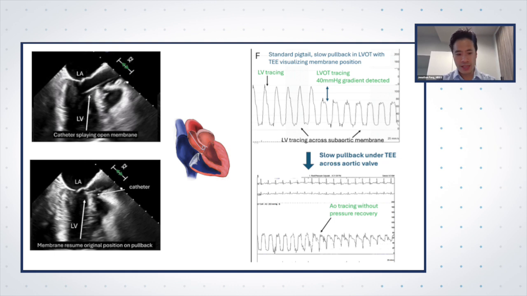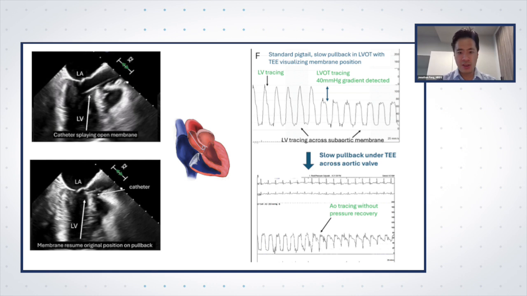So we replaced the dual lumen catheter with a single traditional pigtail and tried to do a very slow pullback. And we can see that when we position the catheter just between the membrane and the aortic valve, the membrane was able to come back to its original position.